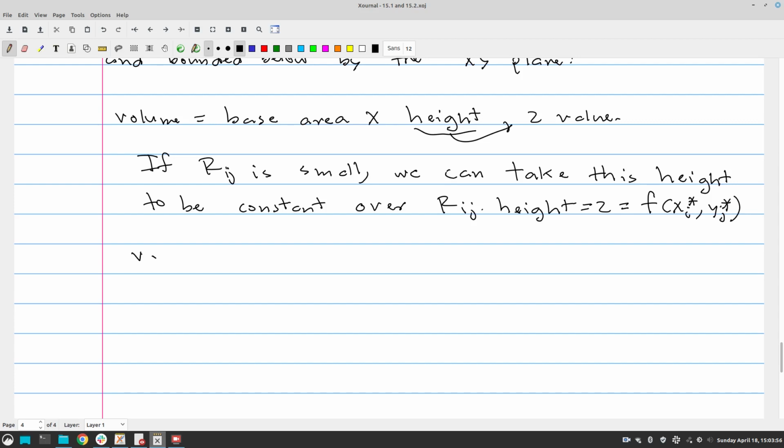So the volume above that rectangle Rij should be equal to f of xi star, yj star times the base area delta x delta y. So this is the volume above Rij.